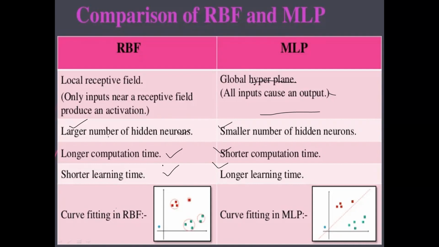When we are talking about curve fitting in RBF, the RBF curve will look like this. We are drawing a circle around the data, but in the case of MLP, we are just separating the data with a straight line. So this is the basic difference between your radial basis function architecture and the multi-layer perceptron architecture.